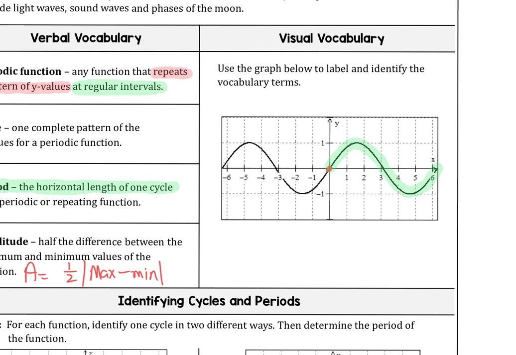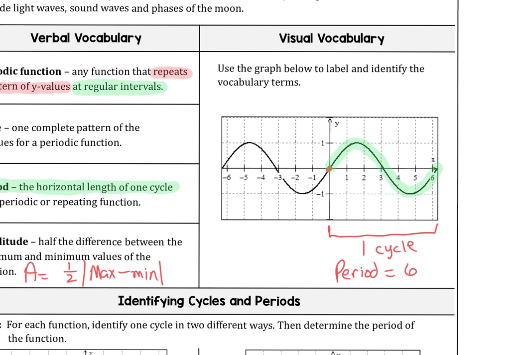Okay, so this distance here is going to be one cycle. And how long did it take us on the x-axis to get back to the original point? Well, we went from 0 to 6. So what we would say is our period is equal to 6, because that's how long it took us to complete one cycle.